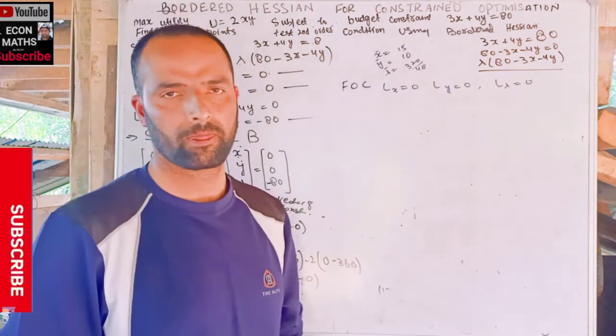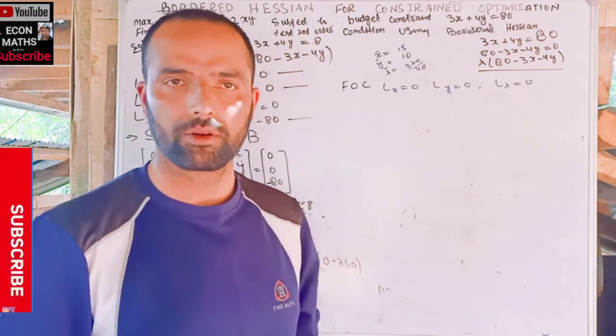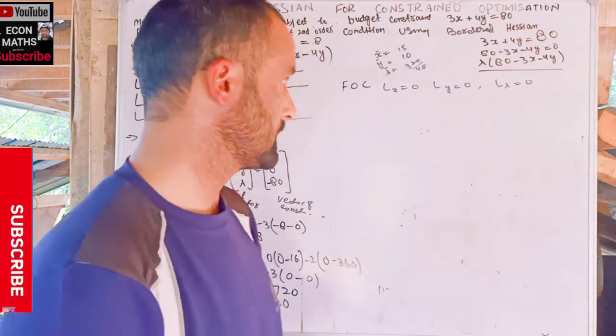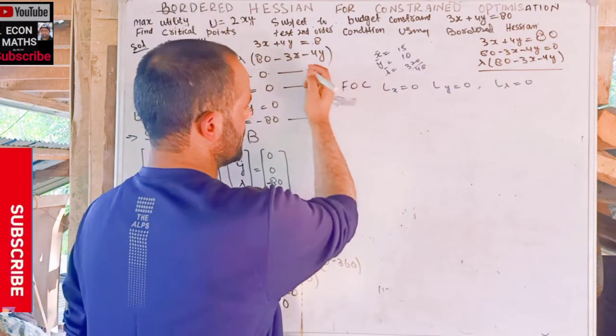Now to test the second order condition we use the bordered Hessian method. That is the second order condition, or I will write SO.